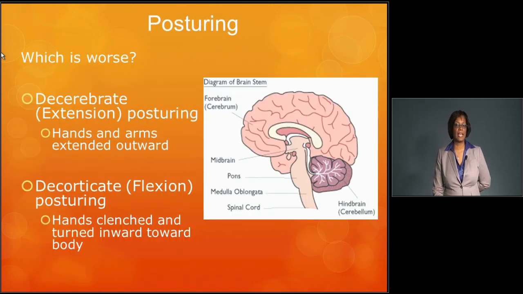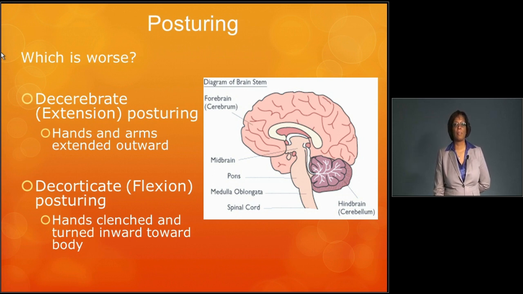Either way, it indicates that this is an abnormal functioning of the brainstem, basically. Neither one of them is good. So I know the question says which one is worse, but I want you to consider that neither of them is particularly good. And if you have them, this person is unconscious, basically. You could also have a person who's posturing unilaterally on one side of their body, and if I see that, I always wonder, is the other side paralyzed? That could be an indication.